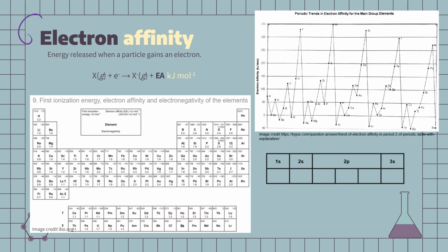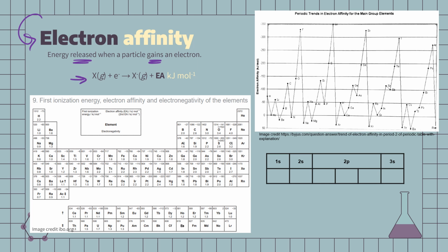Our next property is electron affinity. It is kind of the same but opposite ionization energy. Electron affinity is the energy that is released when a particle gains an electron. Ionization energy was the energy needed to lose an electron.